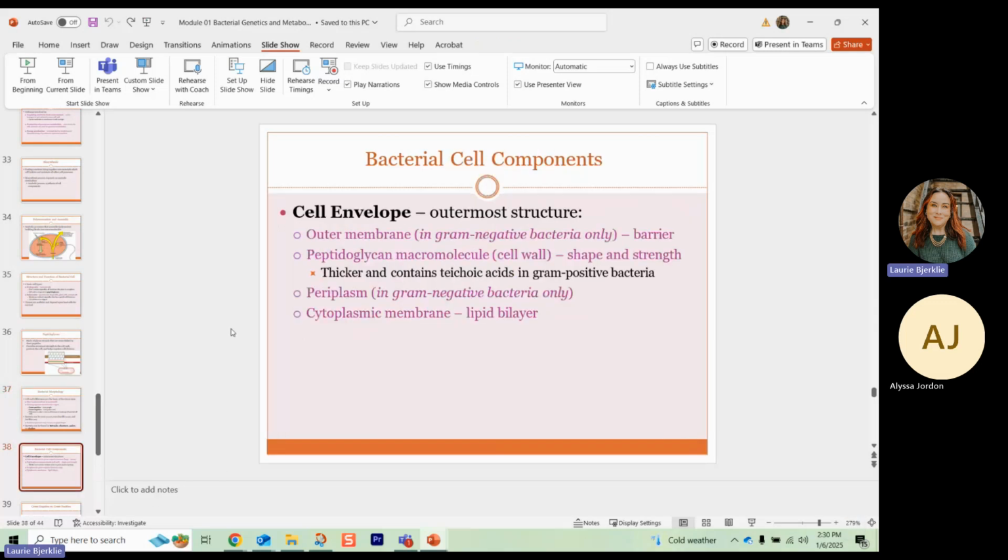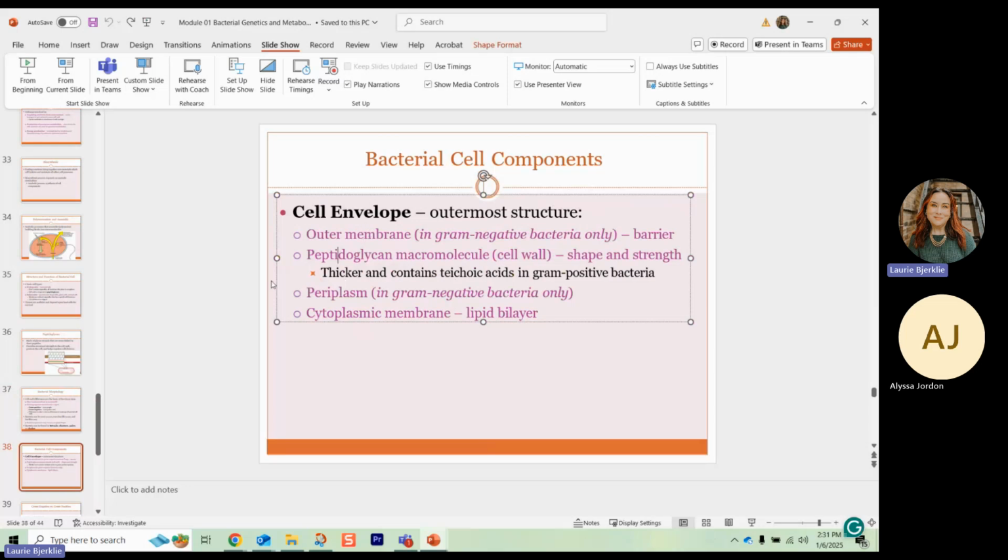All right, the cell envelope is the outermost structure of a bacteria. There also might be an outer cell membrane with it. That's only in Gram-negative bacteria, so that is important to remember. Both Gram-negative and Gram-positive have cell walls, but Gram-negatives only have that extra membrane. So just keep that in mind. It has that extra barrier to it.